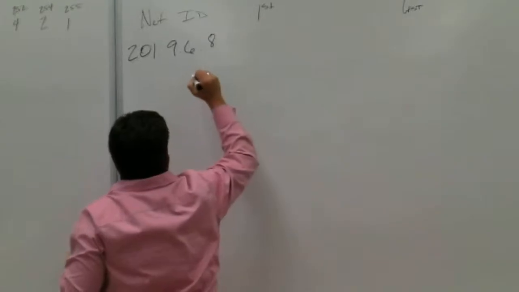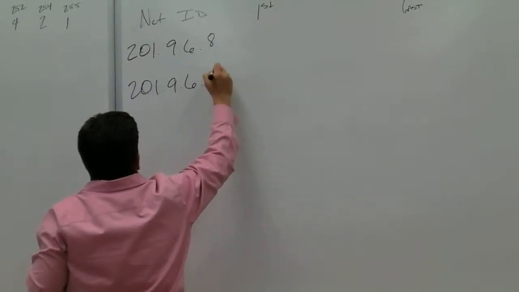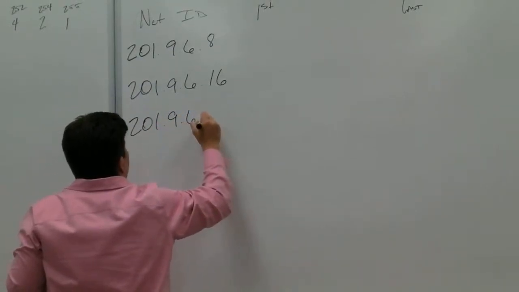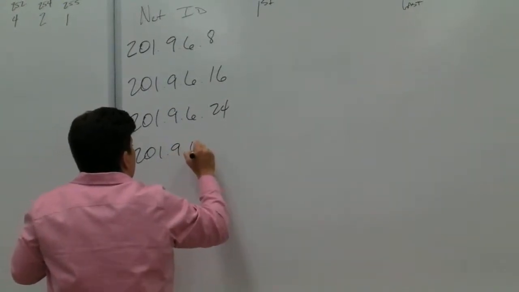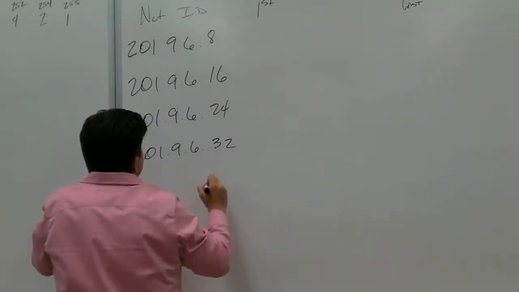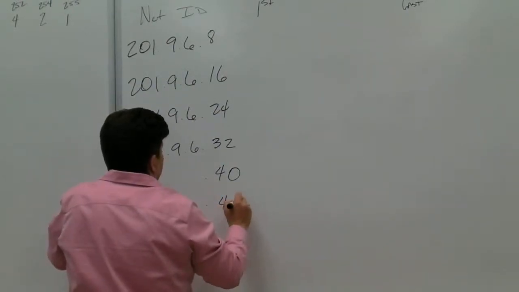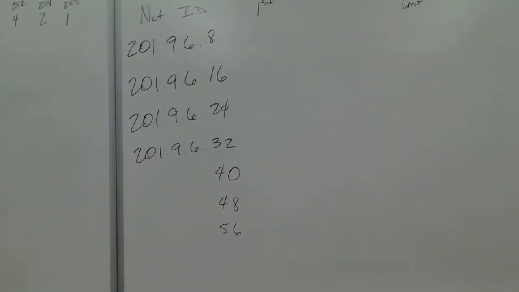So I've got .8, .16, .32, .40, .28, and so on, right? Let's figure out how many so-ons there are. How many networks are we going to create with this?